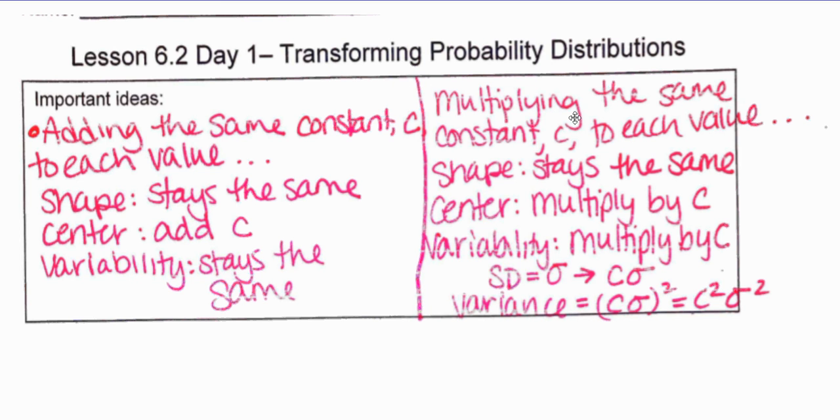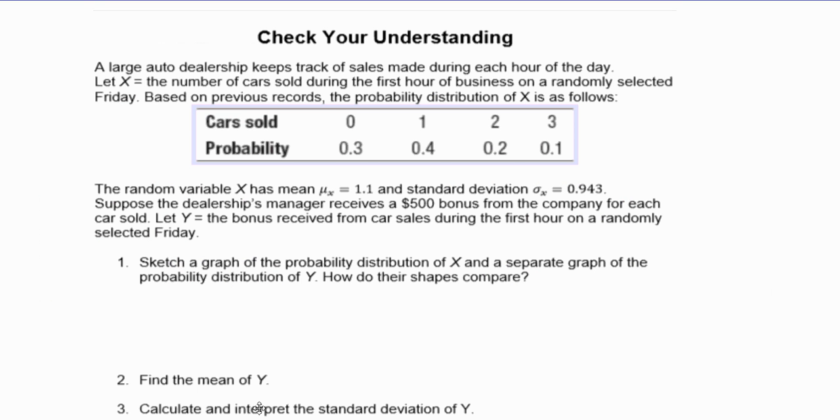In the same way, when multiplying the same constant c to each value, the shape will stay the same. The center is multiplied by c, and the variability is also multiplied by c. So our standard deviation, which is our sigma, is going to be c times sigma. Whereas the variance, which is essentially the standard deviation squared, is c squared times the standard deviation squared. So let's try some problems out and talk about this a little bit more.